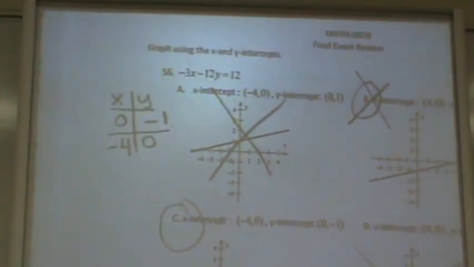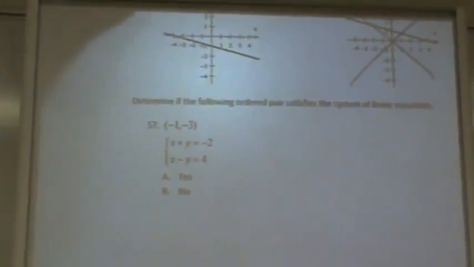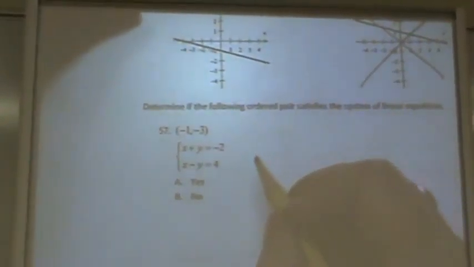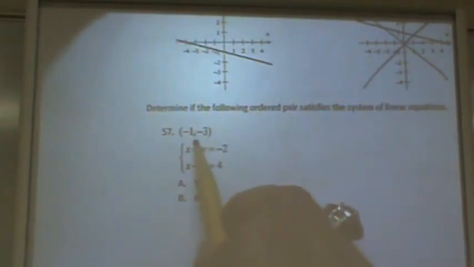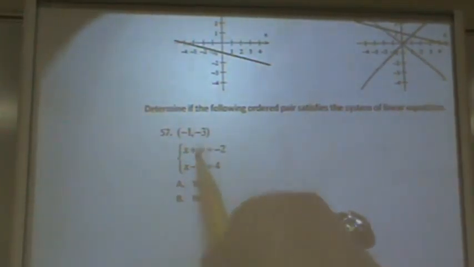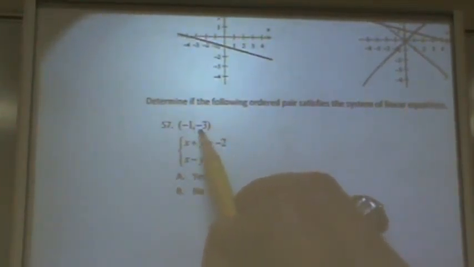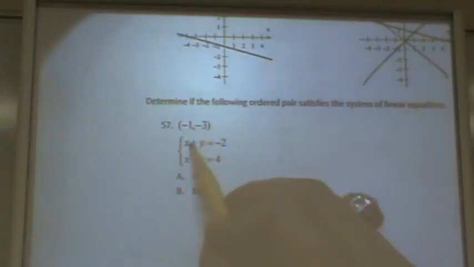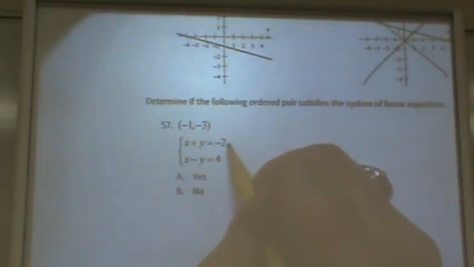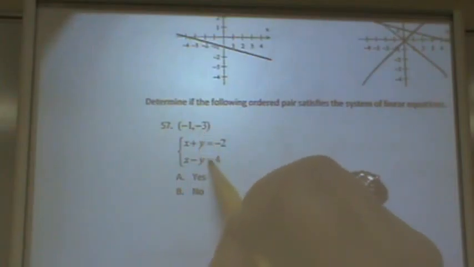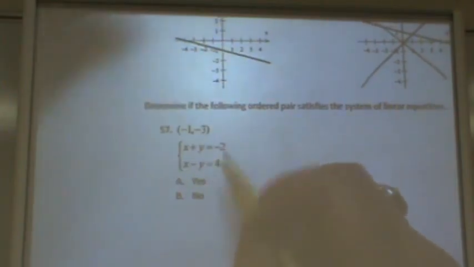C. C is the correct answer. The answer sheet is wrong. Number 57, we have a system of equations, and we are trying to decide whether or not this ordered pair satisfies the system. So what you have to do is plug negative 1 and negative 3 into both of these. And if it works for both, then this ordered pair satisfies the system.